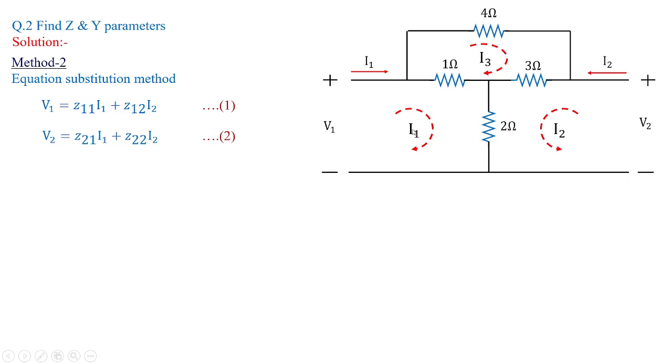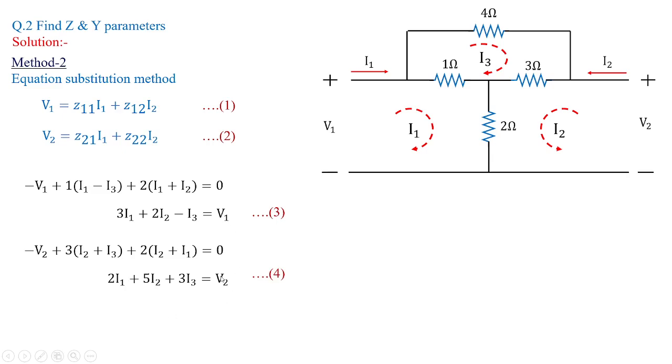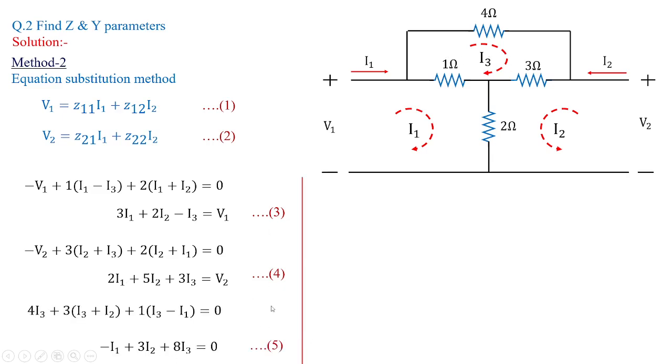So when I'm going to apply KVL, I'm going to get the value of equation 3 in terms of V1, I1, I2, and I3, which is shown by equation 3. Similarly, equation 4, we are framing the I1, I2, and I3 in terms of V2. And when I'm going to apply the KVL in loop 3, I'm going to get the value of I3, which is nothing but equal to I1 by 8 minus 3I2 by 8, and this is treated as equation 6.